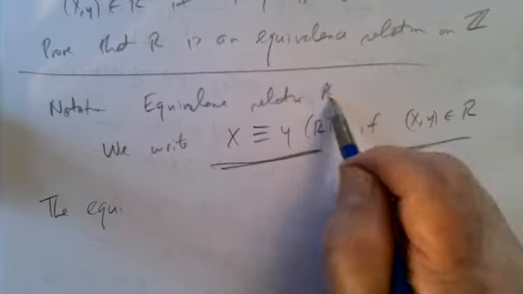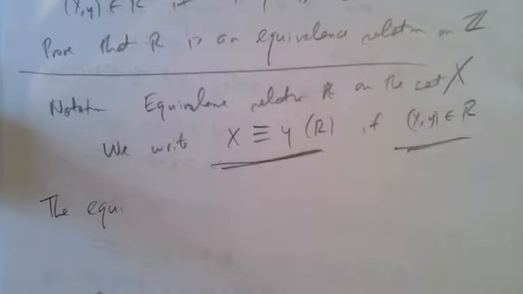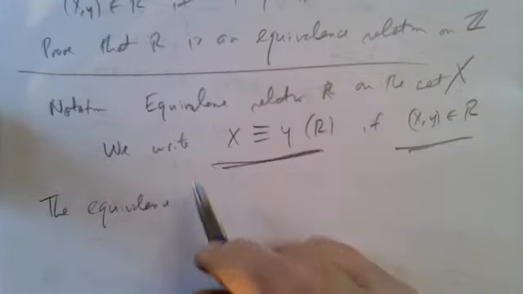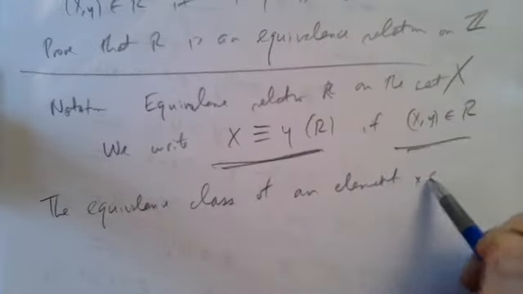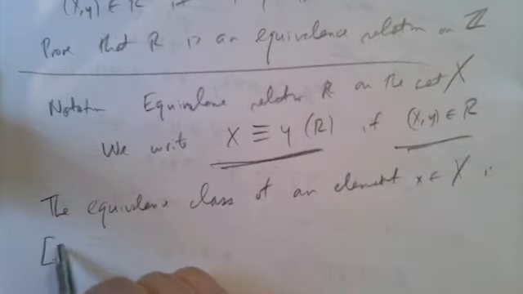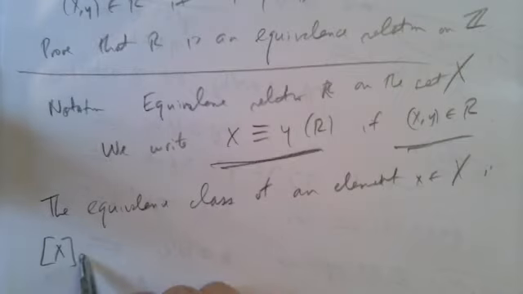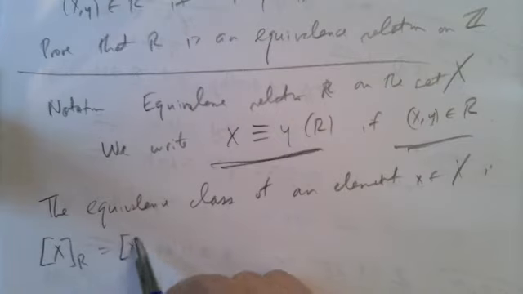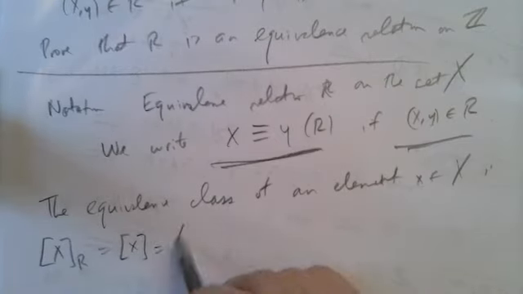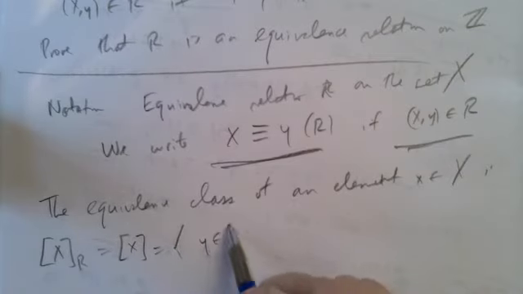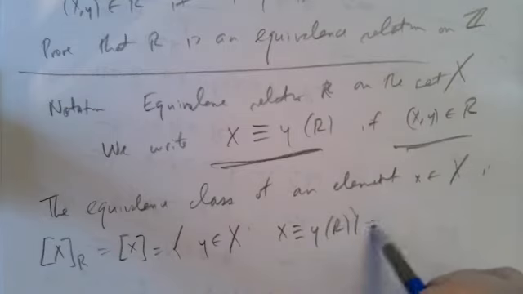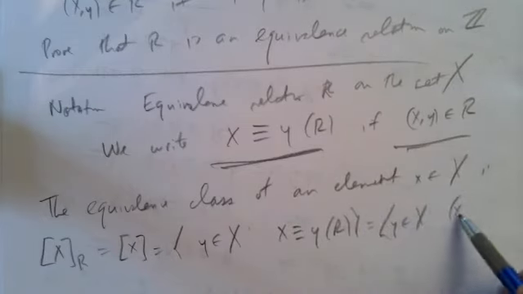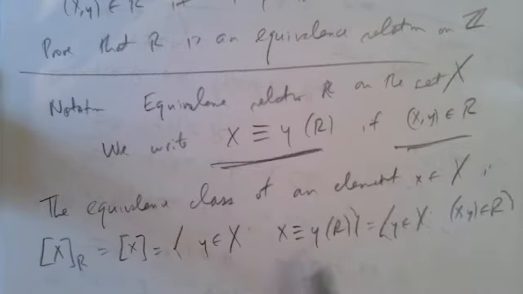So we have this equivalence relation R on the set capital X. The equivalence class of an element little x in the set X, we usually write as x in square brackets with subscript R, or if there's only one relation under discussion, we can just drop the R. This is the set of all y in X such that x is related to y mod R, or the set of all y in X such that the pair xy is in R. These two notations are exactly the same. This is what is called the equivalence class.